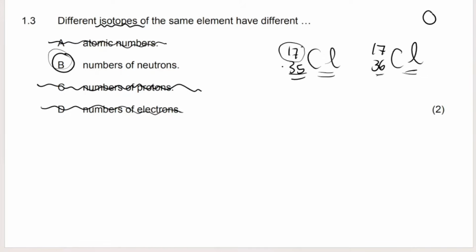So remember, the number of neutrons is your atomic mass number minus your atomic number. So 35 minus 17 and 36 minus 17. That's your number of neutrons. So you can see here that the number of neutrons is different for isotopes.